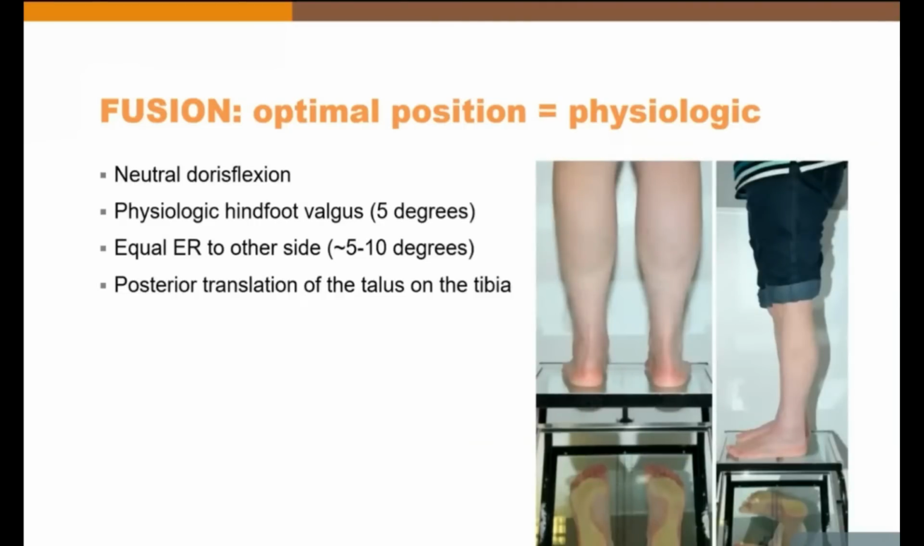Where do you place a fused ankle? Well, the short answer is where it would normally want to sit and where the other side sits, assuming that it doesn't have malalignment or degeneration. So that means neutral dorsiflexion, so about 90 degrees of dorsiflexion, physiologic hindfoot valgus, so the slight amount of valgus orientation that is natural to the hindfoot, equivalent external rotation to the contralateral side, and then oftentimes posterior translation of the talus on the tibia, as it tends to drift anteriorly with the degenerative process.